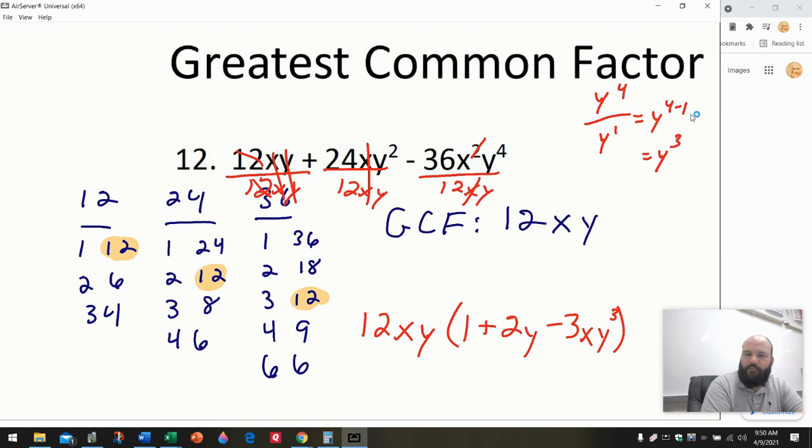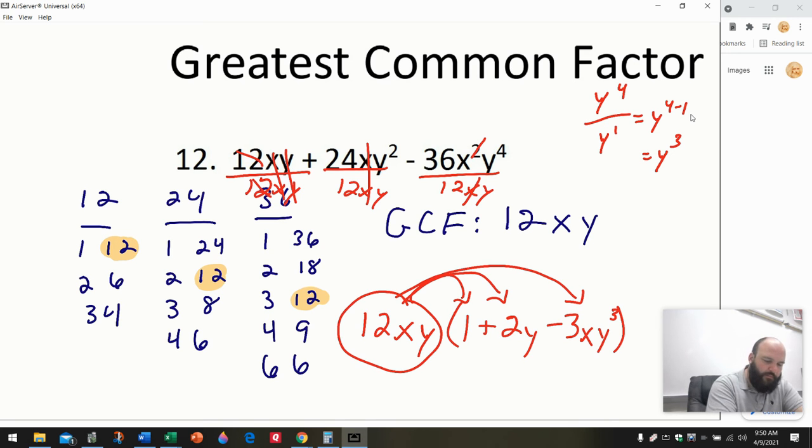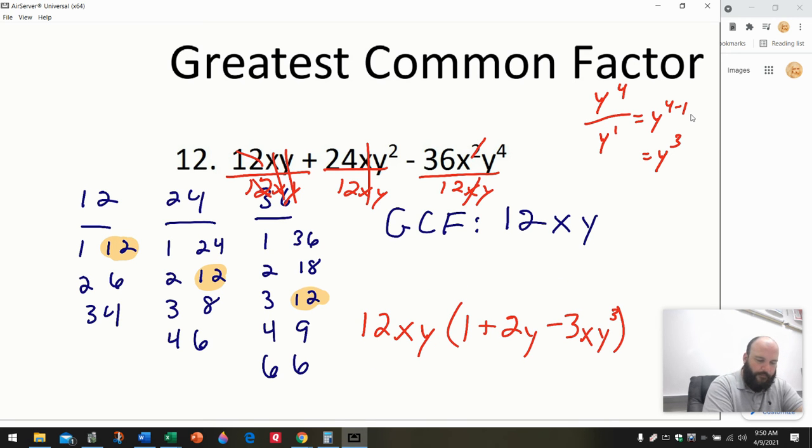If you did want to check it, you could take this and remultiply it to each term, and you would get what we started with. Okay?